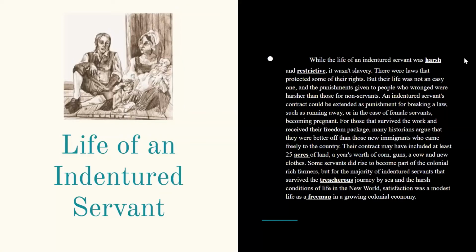And let's take a look at the vocabulary. What do you think harsh and restrictive means? What do we think acres mean? They got 25 acres of land. How about treacherous? They survived the treacherous journey by sea. What do you think that means? And lastly, a modest life as a freeman in a growing colonial economy. What does the word freeman make us think?